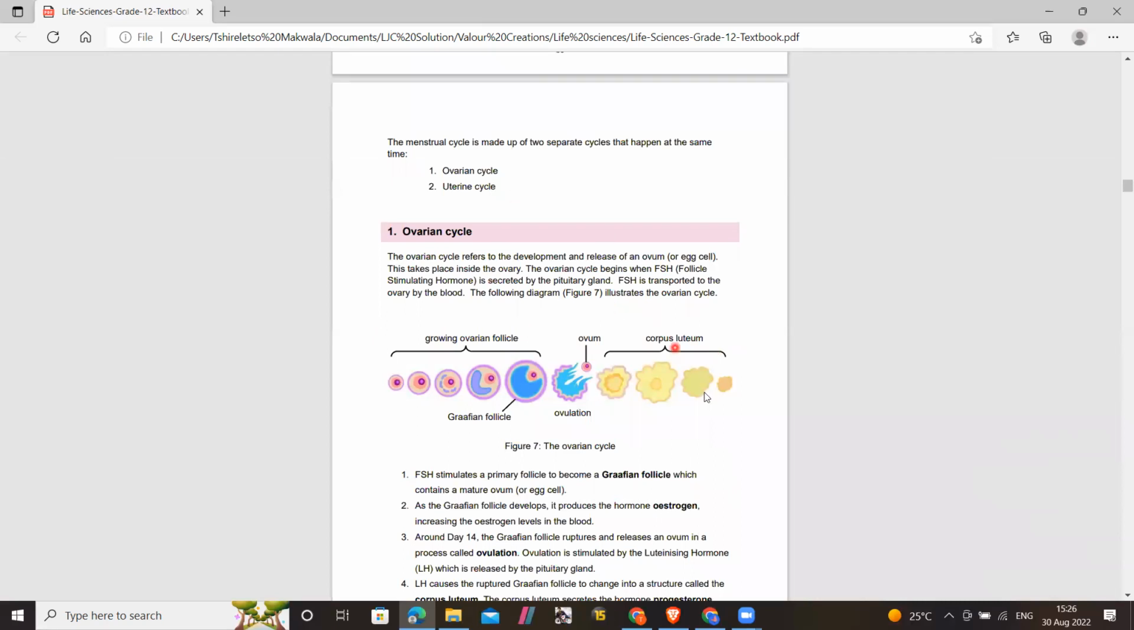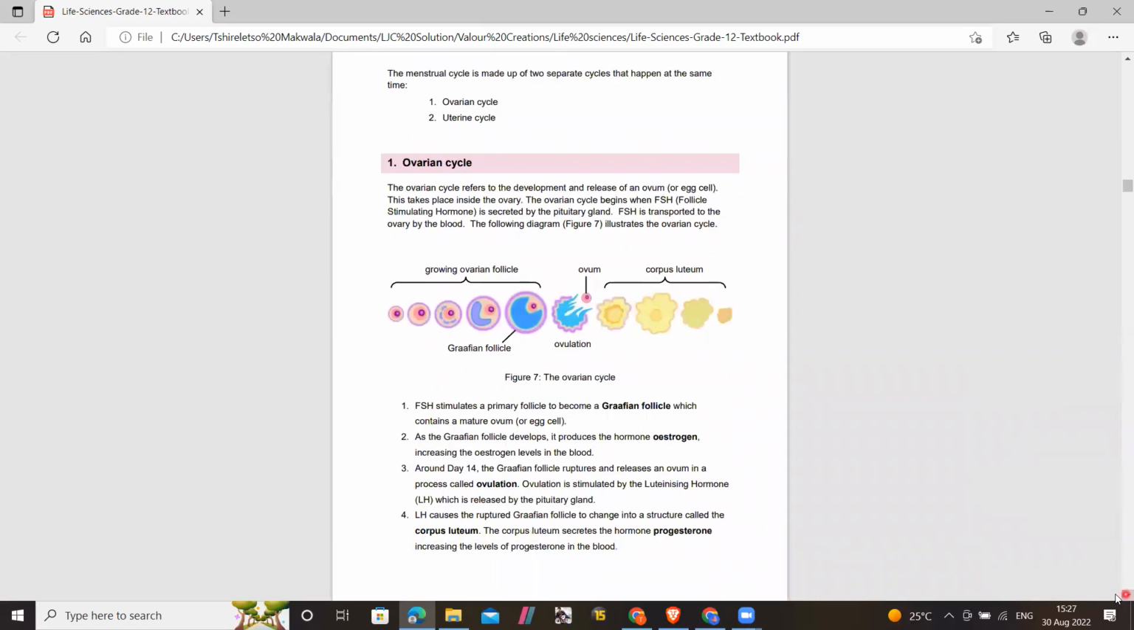It begins at day one, when FSH is released. Follicle stimulating hormone is the one that starts this cycle. It is secreted by the pituitary gland. Of course, this FSH is transported via the blood, because it's part of the endocrine system, not via nerves, because it's a hormone. And then we have this ovarian cycle. So let's explain this ovarian cycle.